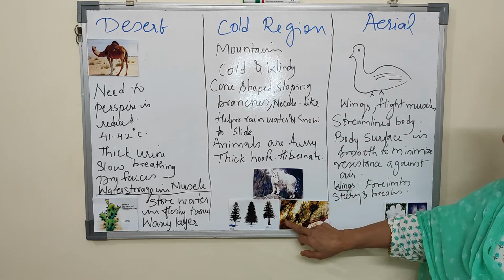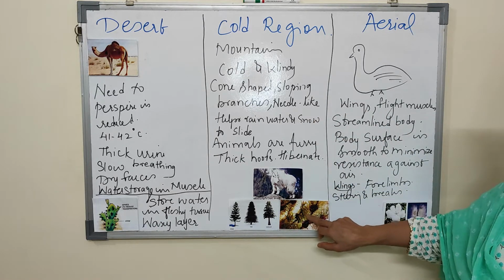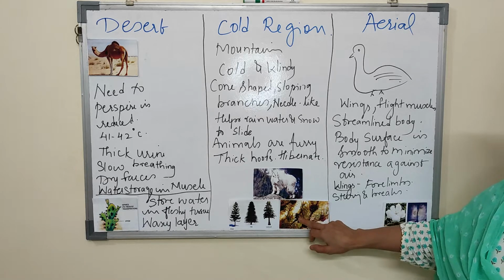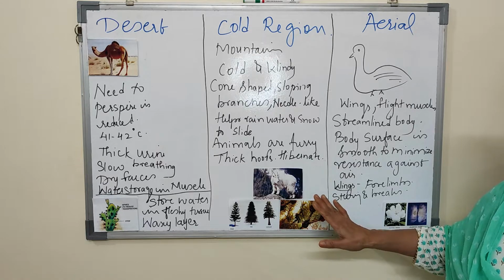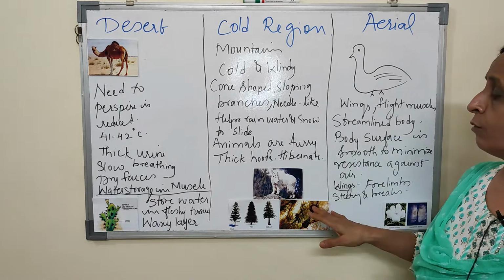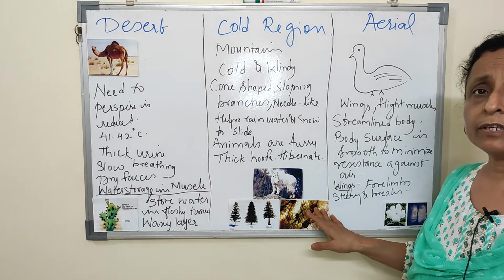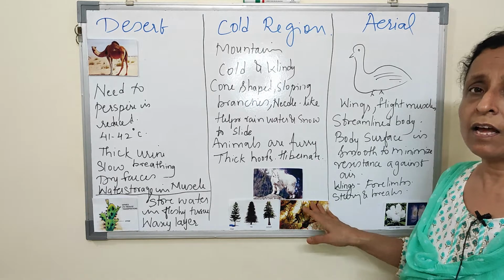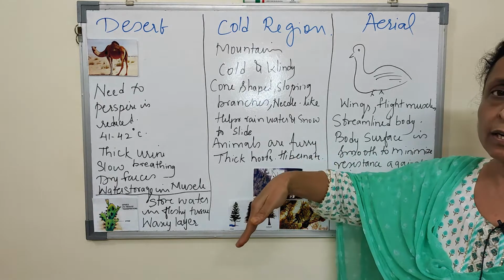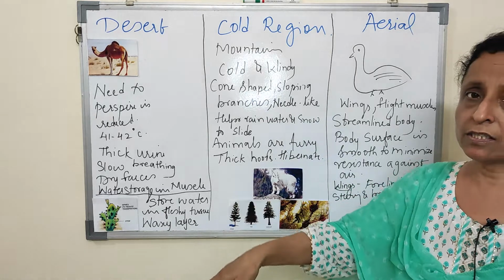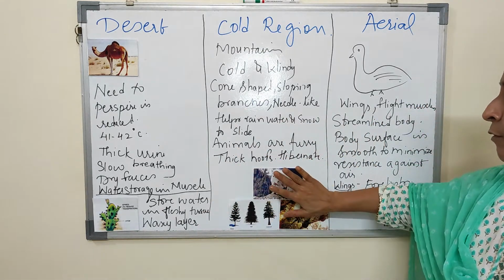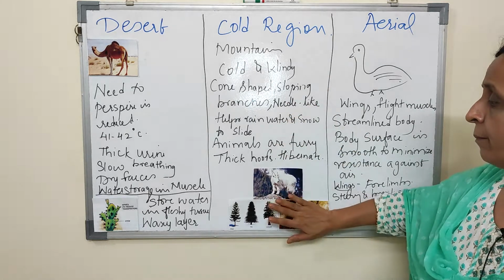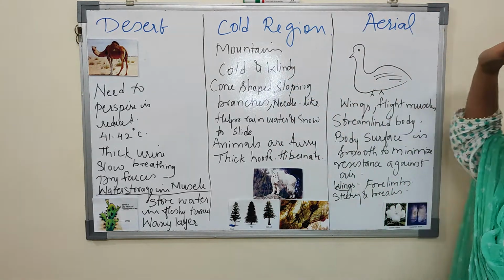Here these leaves, you can see they are spiny. Why? Because they have adapted themselves to be fit for the cold region. They did not allow themselves to rot in the ice, and they do not allow the ice to stay on them. It just slides, it slopes down. So this is the adaptation of the animals and plants living in the cold region.